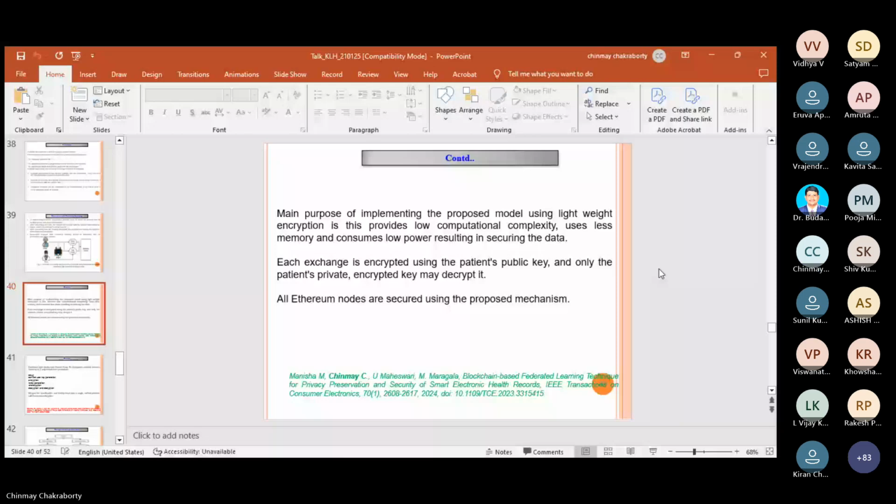So that's why we have applied lightweight encryption techniques, and at the end of the day we have observed that the computational complexity is very much less. It takes minimal time, uses less memory, and consumes low power. The power requirement is very low for securing the data, and it is exchanging the patient's private key to the doctors in a secured way. And the last point is that Ethereum nodes are secured using the proposed mechanism.